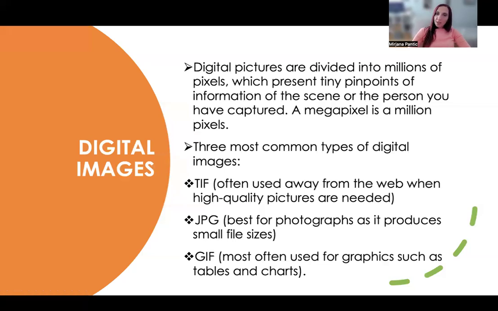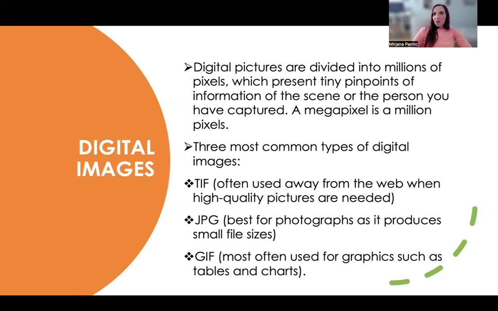What are digital images? Digital images are images that we take today. Digital pictures we can take and edit with our cameras. They're divided into millions of pixels, which present tiny pinpoints of information of the scene or the person you have captured. A megapixel is a million pixels. There are three most common types of digital images, and what is it that we frequently use? What do you think? Which one of these are we most likely to use in journalism?